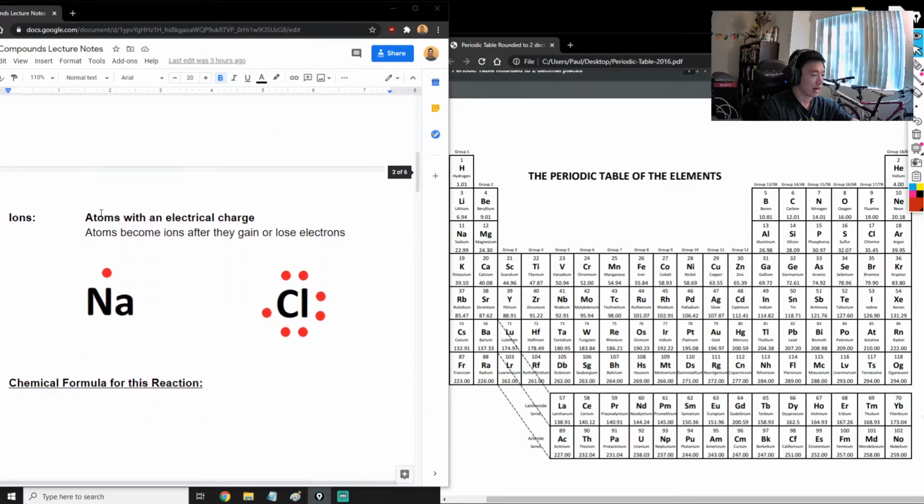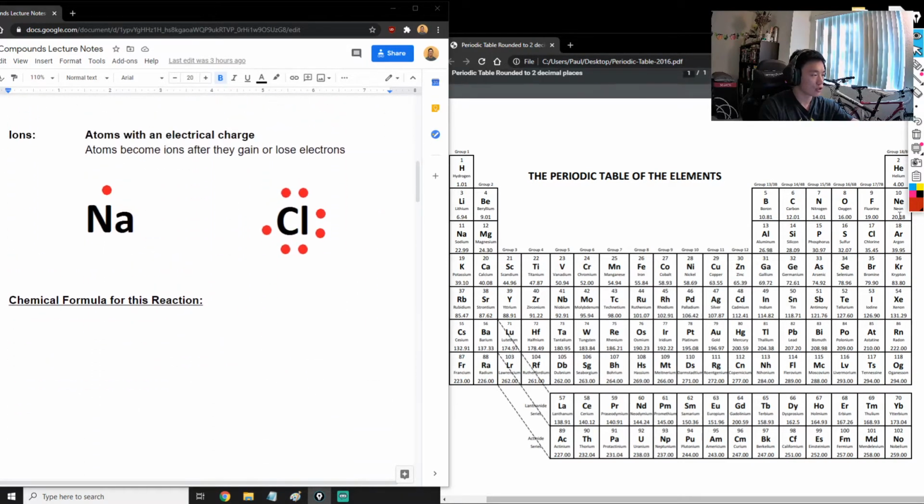Alright, so just to go over some definitions again, ions are very simple. It's just atoms with an electrical charge. Basically, do they have a positive charge? Do they have a negative charge? And ions are formed after atoms gain or lose electrons.